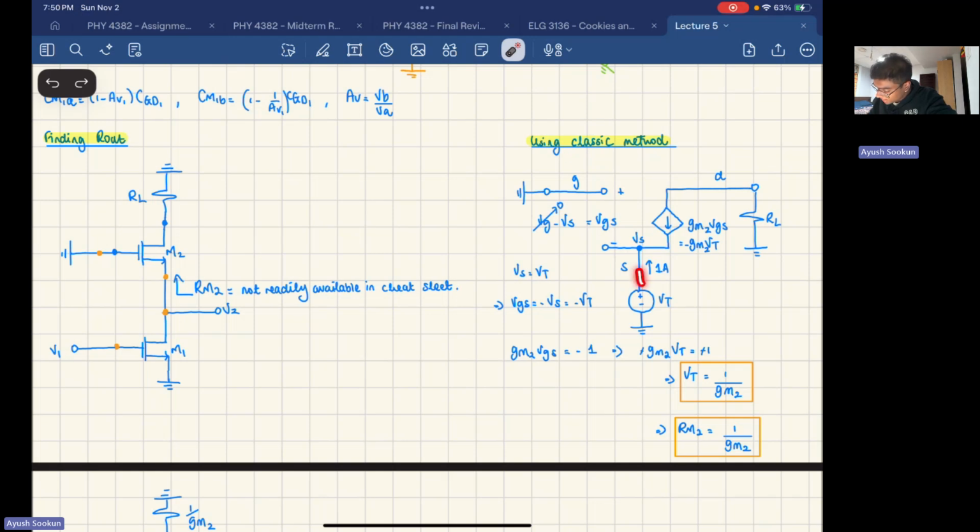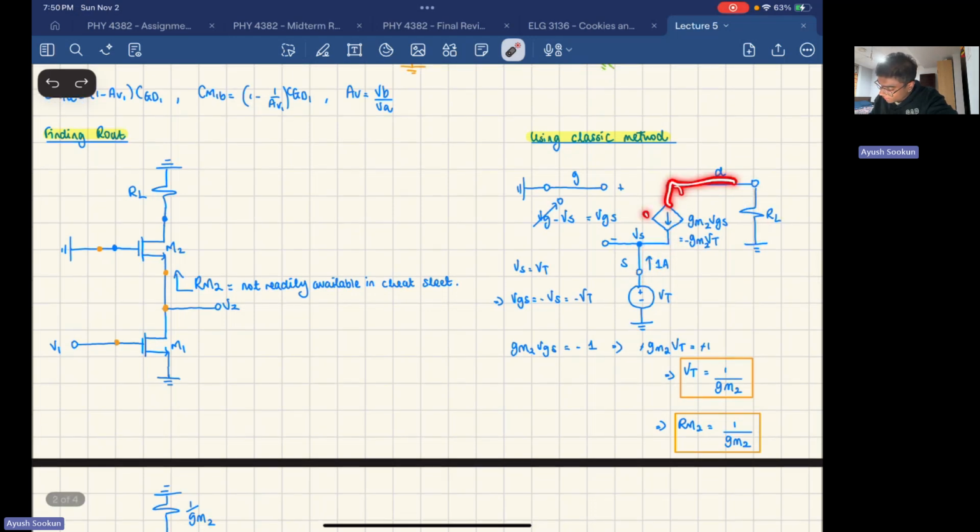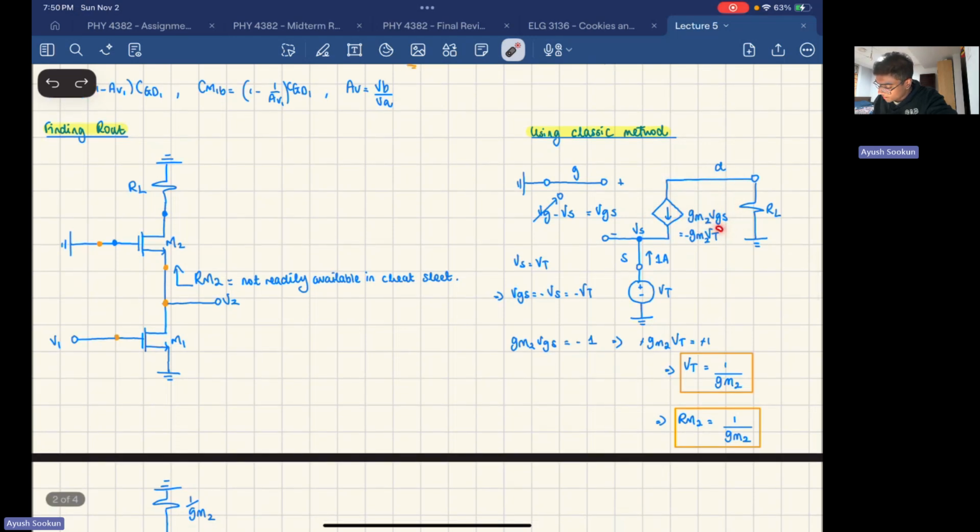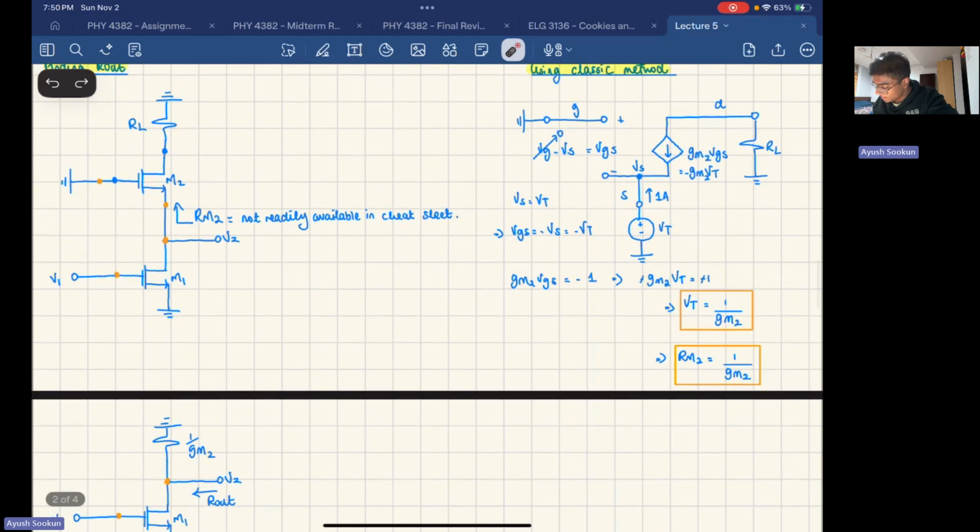The other thing is that this current here, 1 ampere, is flowing through this wire. But I know that the current flowing inside this wire is GM VGS. I know that VGS is minus VT, so this turns into minus GM2 VT, and this has to be equal to -1. Why negative? Because I said 1 ampere going in, but from the current source it's coming down, so I need to flip the signs so that they are equal. So GM VGS equals -1, and GM VGS is minus GM2 VT. The minus signs cancel, and I have VT equal to 1 over GM2.